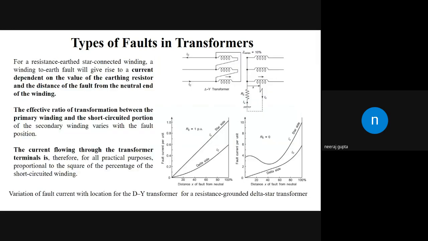Now we can see one observation. We take the delta star transformer. Let us suppose that we have a delta star transformer and the star is resistance grounded in that, and a graph is plotted between the fault current in per unit and the distance from the neutral.